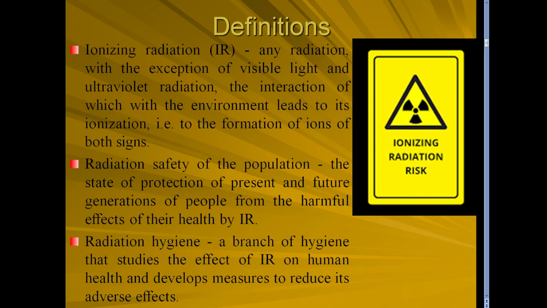And now we should discuss some definitions of radiation hygiene. First of all, what is ionizing radiation? It's any radiation, with the exception of visible light and ultraviolet radiation, the interaction of which with the environment leads to its ionization, i.e. to the formation of ions of both signs. Radiation safety of the population is the state of protection of present and future generations of people from the harmful effects of ionizing radiation on their health. Radiation hygiene is a branch of hygiene that studies the effect of ionizing radiation on human health and develops measures to reduce its adverse effects.